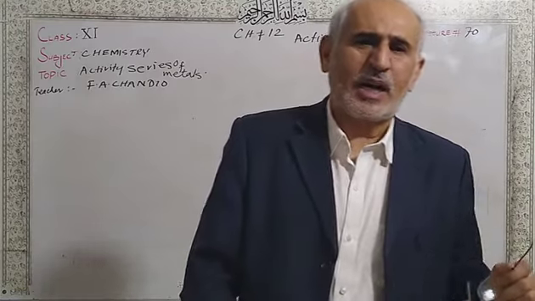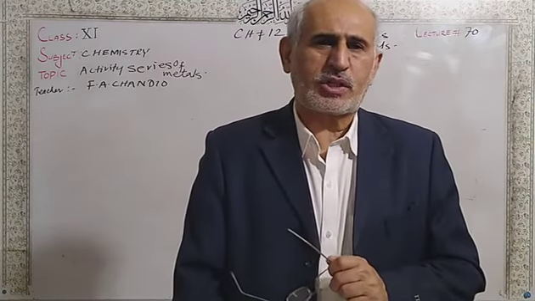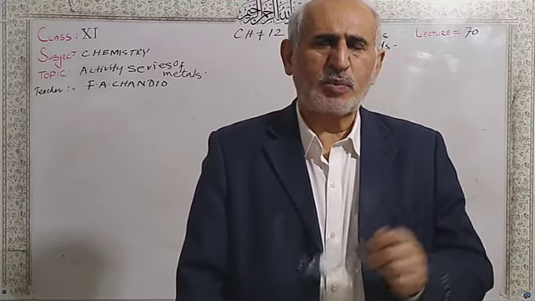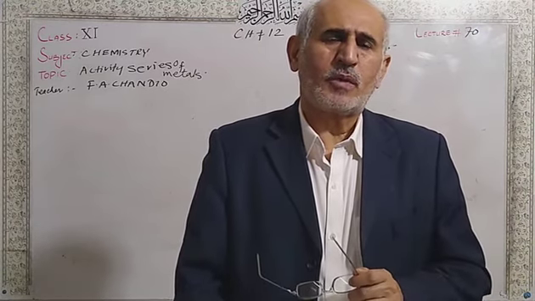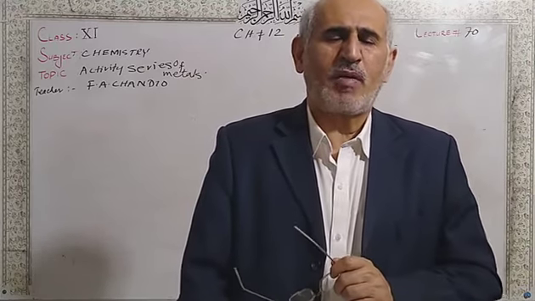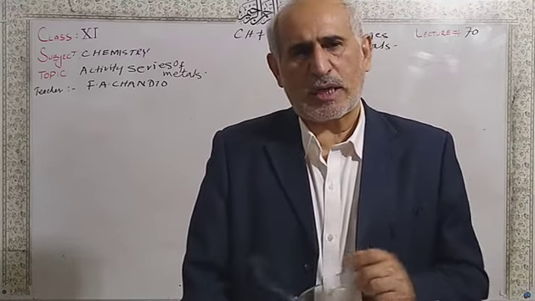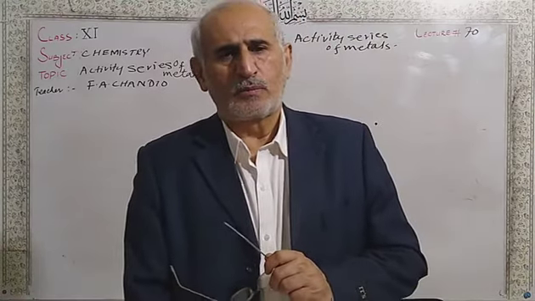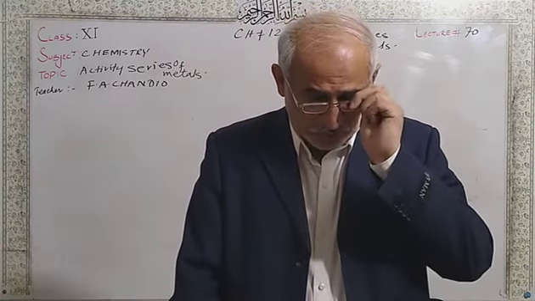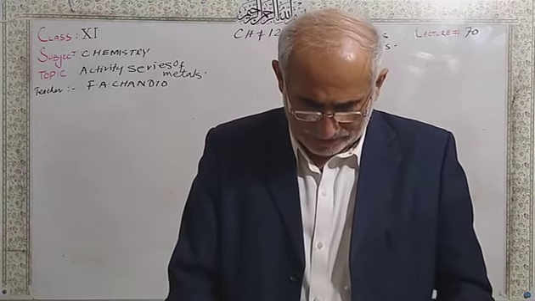Fluorine can displace all the halogens from their salts. Chlorine displaces bromine and iodine. Bromine displaces iodine, and iodine is not going to displace any halogen from its salts in aqueous solution. So this is according to the activity series of metals and non-metals.